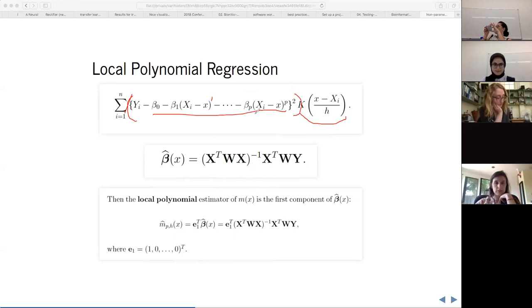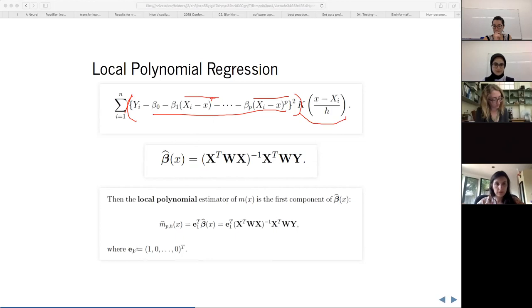So it turns out that the solution to this minimization problem is very similar to a weighted least squares. The formula is different. Your X matrix is not your simple design matrix in the context of a linear model. It's actually a matrix of these values of the xi minus x for all the observations, up to xi minus x to the power p. And the local polynomial estimator is actually only the first component of this beta hat.